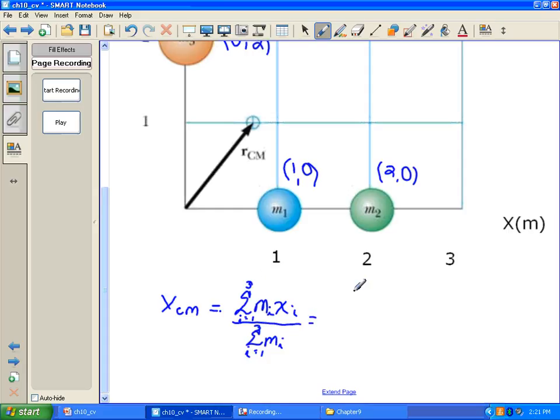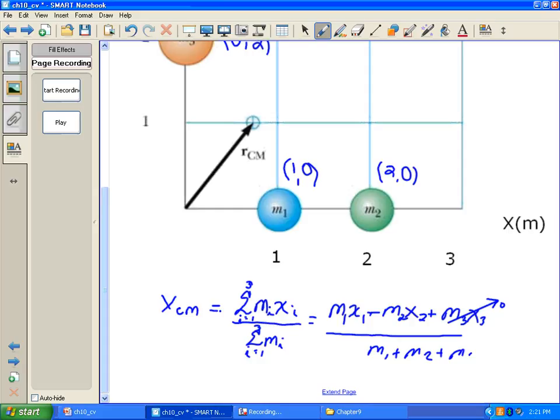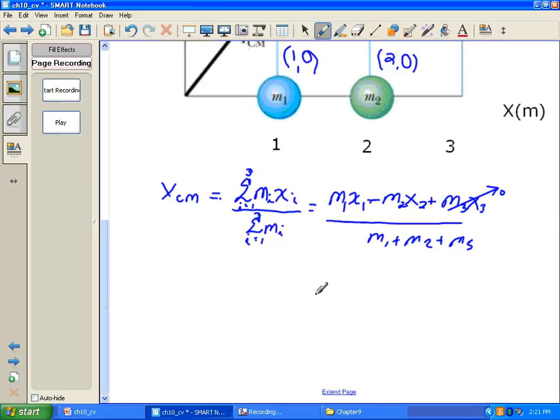All right, so we begin with M1 times X1, which is 1 meter. Okay, let's just write X1, plus M2 times X2 plus M3 times X3, but we know that this is equal to 0 since there is no X coordinate for M3, and the sum of the masses here is M1 plus M2 plus M3. Now we can insert the numbers.